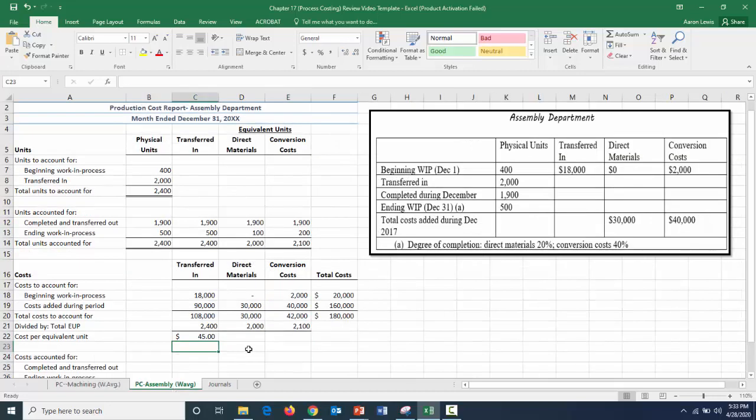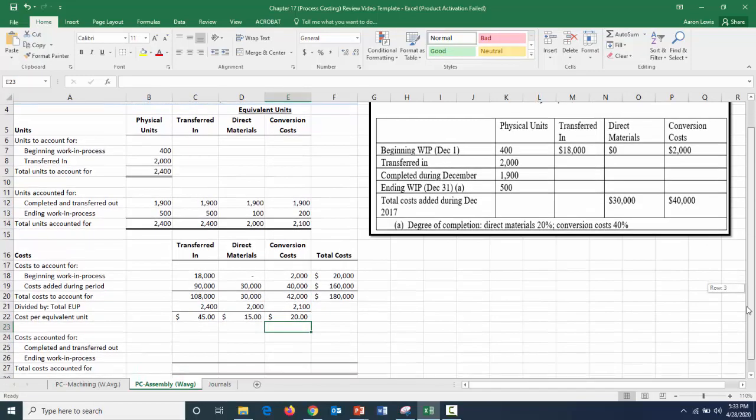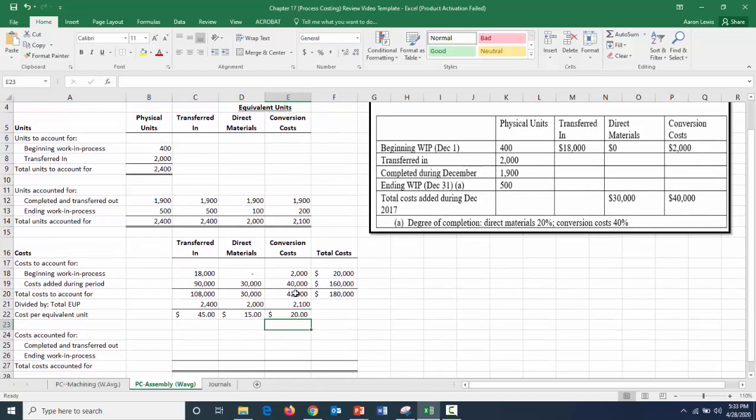Those transferred in. Direct materials from the assembly department is $30,000 in costs divided by the 2,000 equivalent units of production, $15 per unit. Over here we have $42,000 in cost. If we divide that by the 2,100 equivalent units for conversion cost, that's $20 per unit. So now we get to go and figure out what costs we can account for.